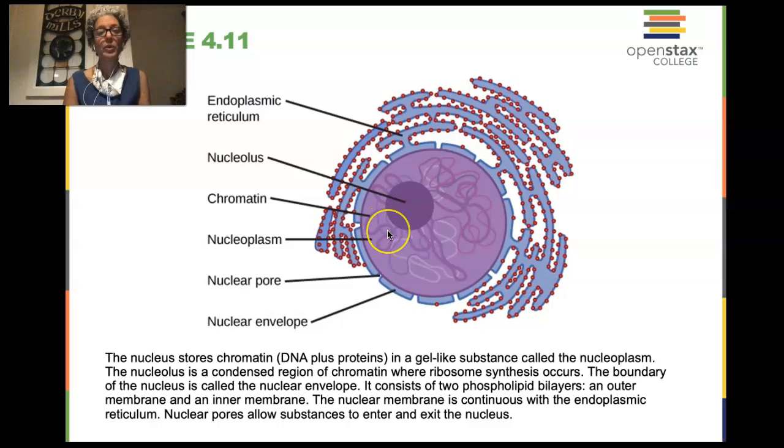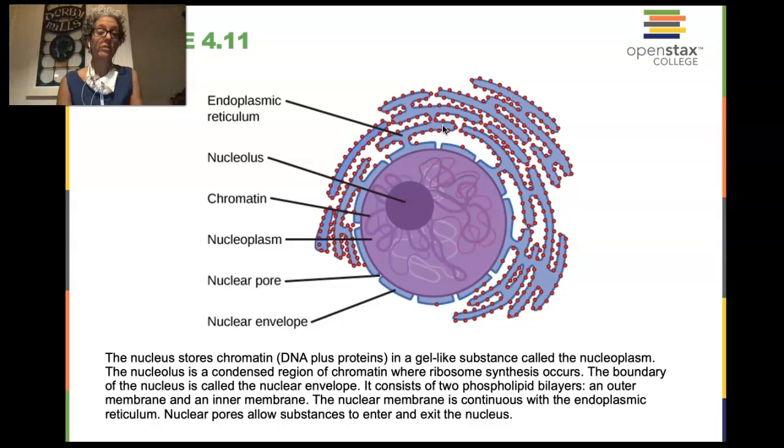Chromatin is how we describe the DNA, the chromosomes, when they are very loose and diffuse and the cell is not replicating. So that is the DNA inside the nucleus. The nucleoplasm is the fluid that is inside the nucleus. And the outer membrane of the nucleus is continuous with the membrane of the rough endoplasmic reticulum.